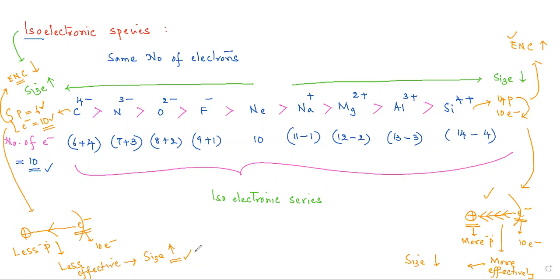So that way, if effective nuclear charge is less, size will be more. And if effective nuclear charge is more, size will be less. If effective nuclear charge is more, nuclear attraction will be more, isn't it? So this is what you have to concentrate on seriously.